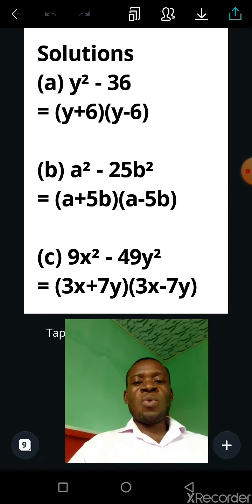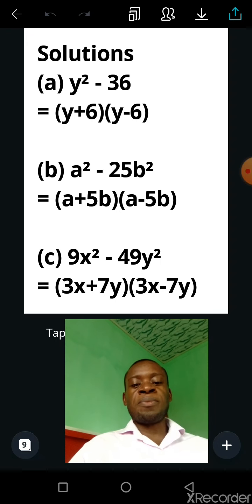Solutions: a, y squared minus 36. If you look at this, you ask yourself, why is it that 36 does not have a square? If you look at it very well, you see there's an invisible square. What do I mean by that? What you have there is y squared minus the square root of 36, which is 6. So instead of 36, what you have there is 6 raised to the power 2, which is the same as 36, so that you can easily pair the squares. So we have y squared minus 6 squared, which will give us bracket open y plus 6 bracket close, bracket open y minus 6 bracket close.